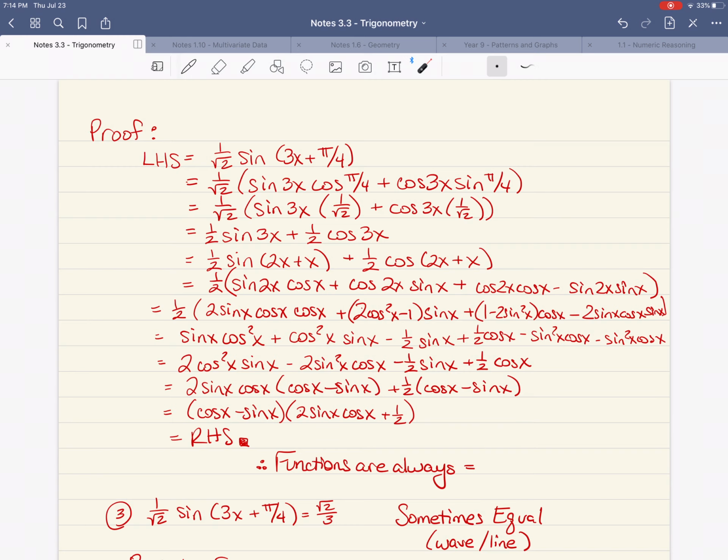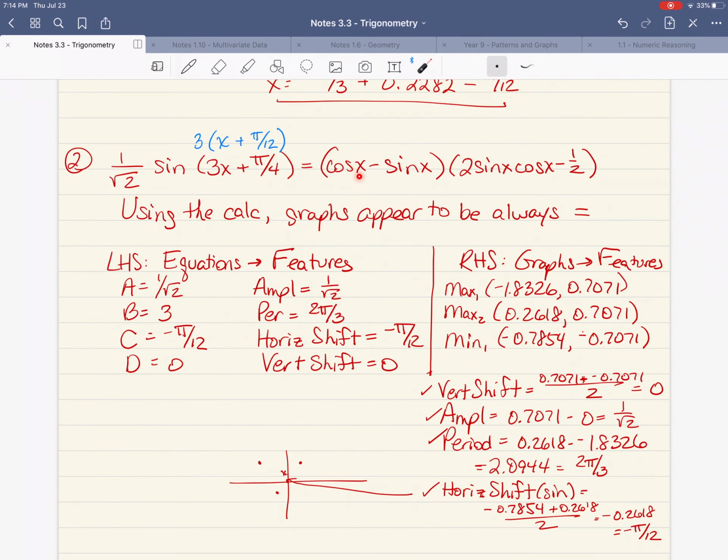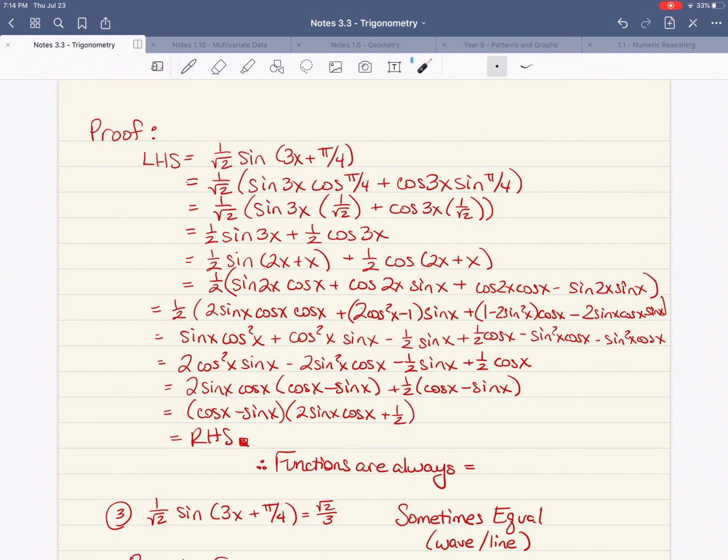Notice that the right-hand side, let me go back, the right-hand side is single x's. Single x, single x, single x, single x. This is 3x. So I have to break this down into single x's. And the only way you can do that is to change it to 2x plus x, because I have a double angle formula. This will just become the single x I want. Double angle, single x.